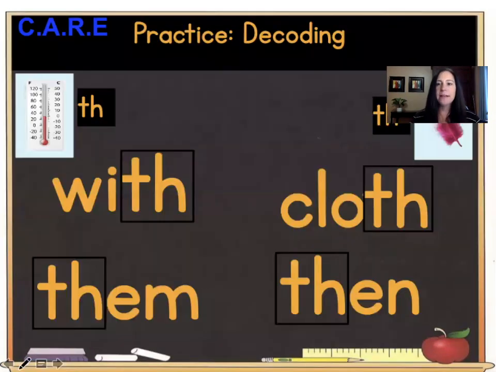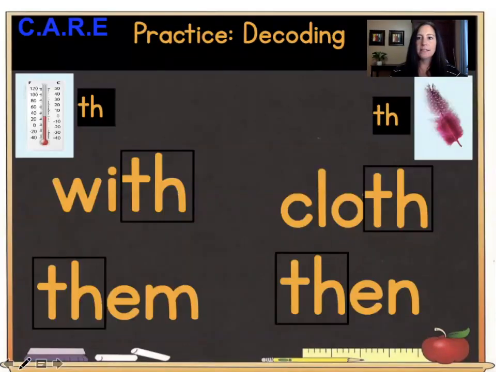Now that we've practiced our consonant digraph sound, we are going to practice reading our words or decoding our words. And I want you to notice that in every one of these words, we have that consonant digraph, TH, that comes together to make that one sound. It can either make the sound, like thermometer, or it can make the sound, like feather.